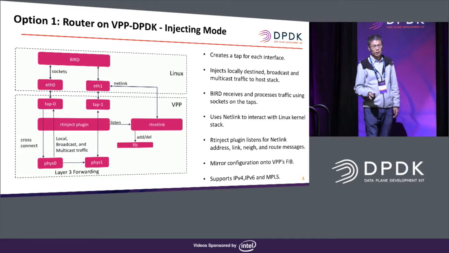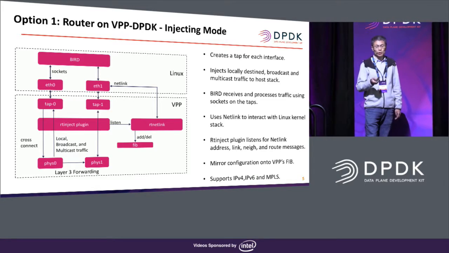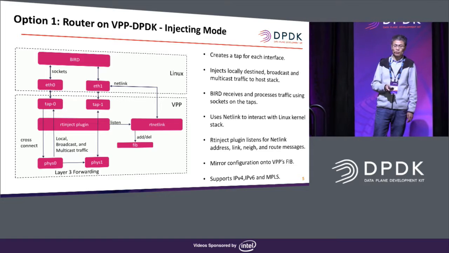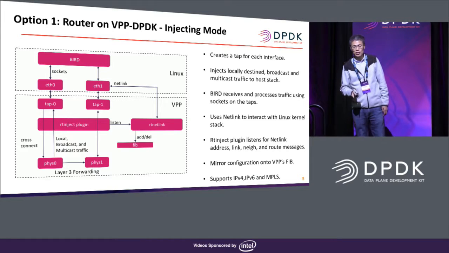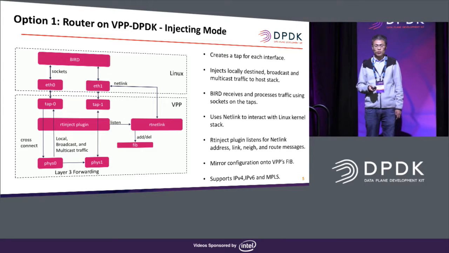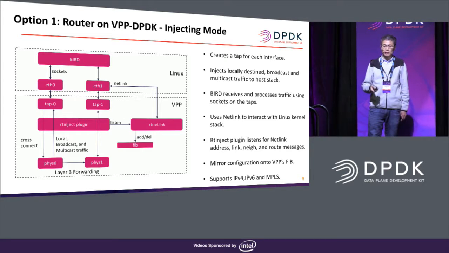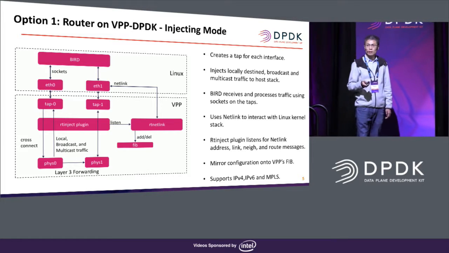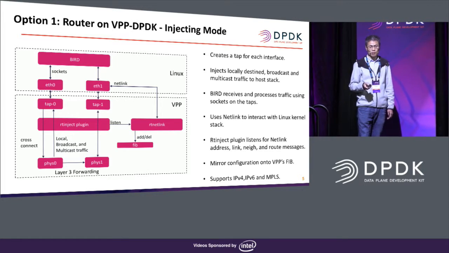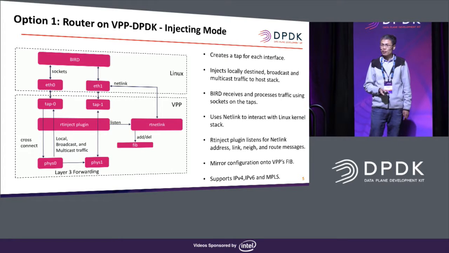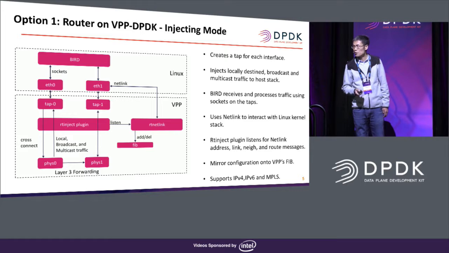Linux kernel stack. When the board configures the Linux kernel stack, the routing netlink plugin will listen for the netlink messages, such as the address, link, neighbor, and routing tables, and then mirror the configuration to the VPP forwarding information database. So currently, for this plugin, we can support IPv4, IPv6, and MPLS.